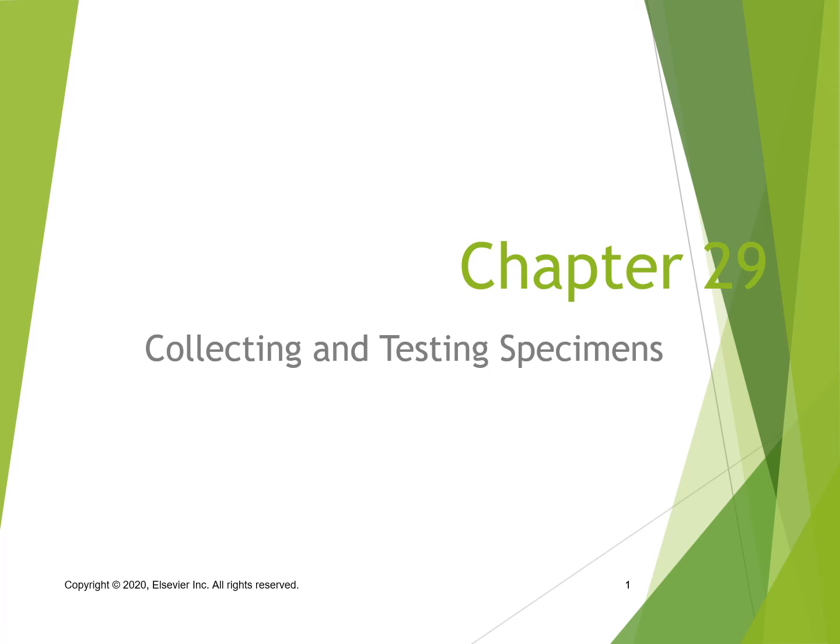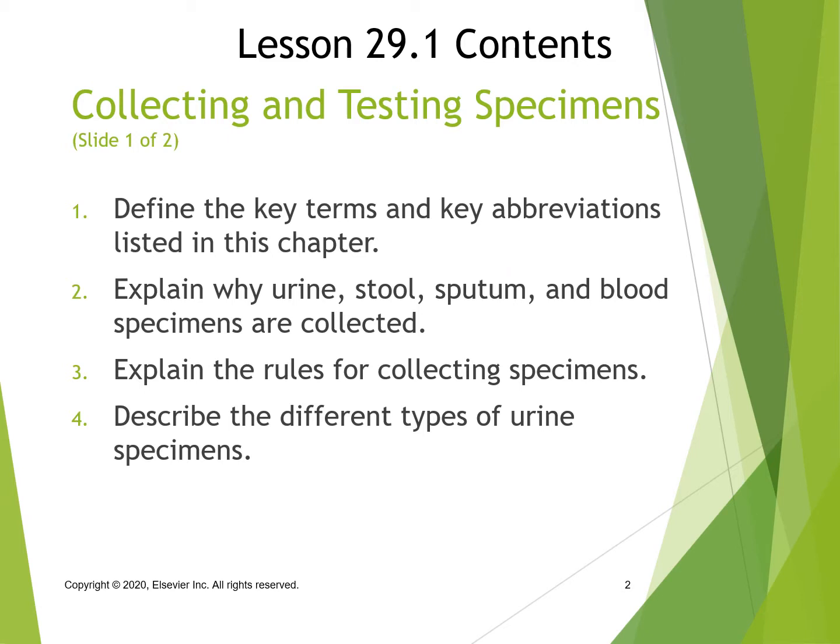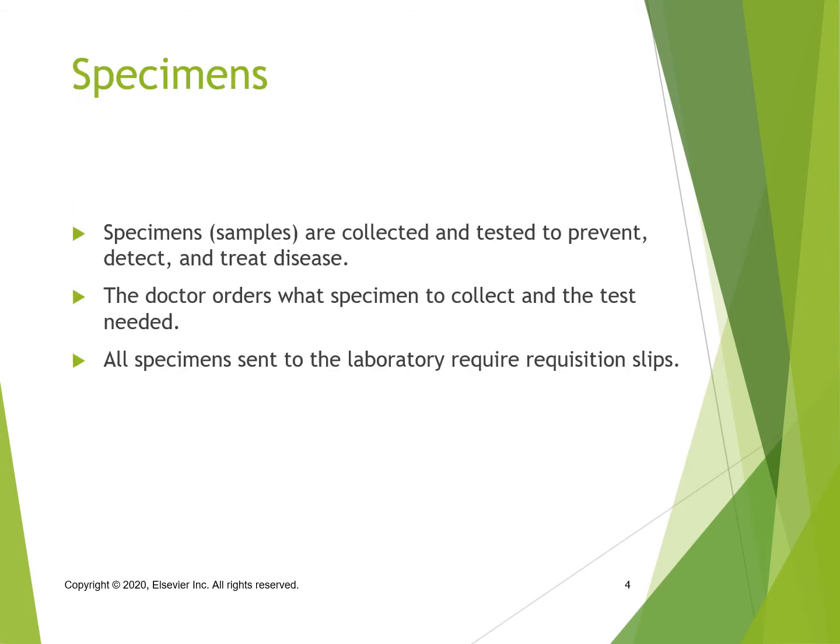Okay, we are on chapter 29, collecting and testing specimens. You know how to study now. You know how you need to check everything in the book for adjectives, keywords, and key abbreviations in order to get that 70% or greater. We will bypass the contents because it's right there. You know what you have to study.